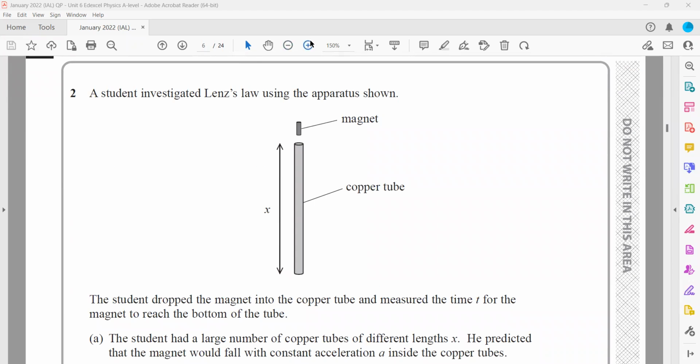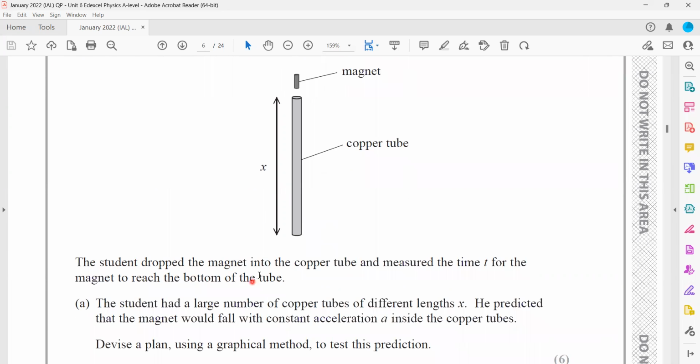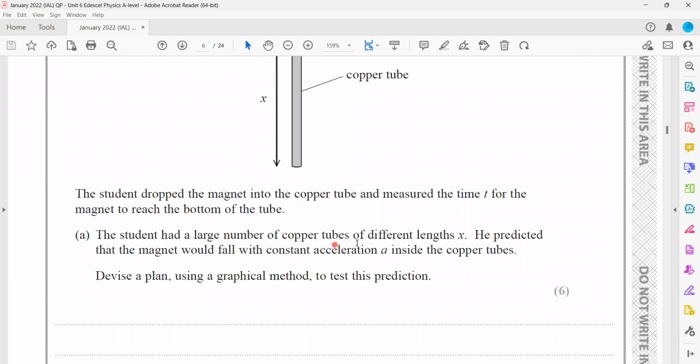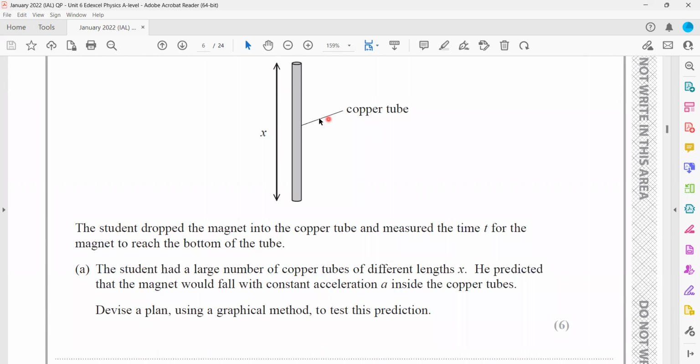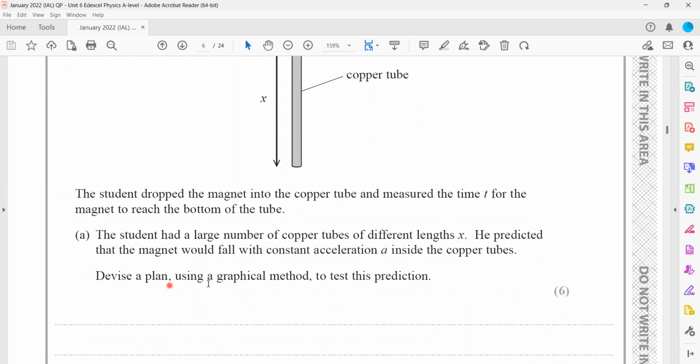In question 2, a student investigates Lenz's law. According to Lenz's law, a change in magnetic field induces an EMF, and the induced EMF always tries to oppose the change in magnetic field. So the student drops a magnet into a copper tube and measures the time for the magnet to reach the bottom of the tube. The student had a large number of copper tubes of different length x. He predicted that the magnet would fall with a constant acceleration a inside a copper tube. Devise a plan using a graphical method to test this prediction.